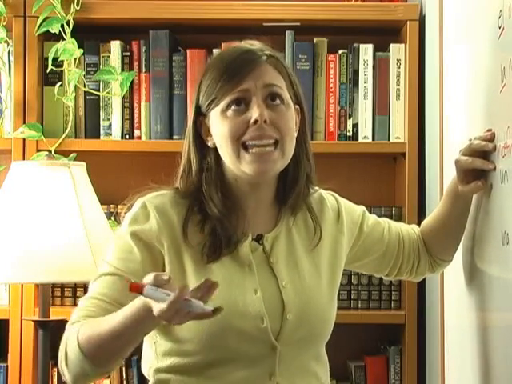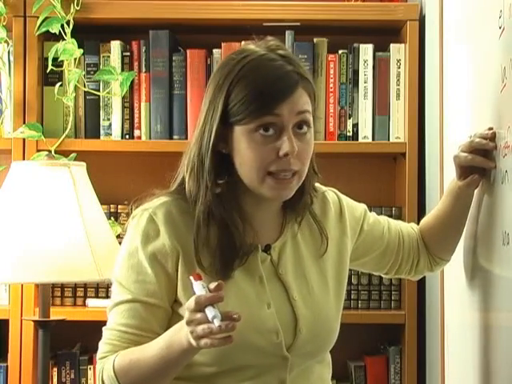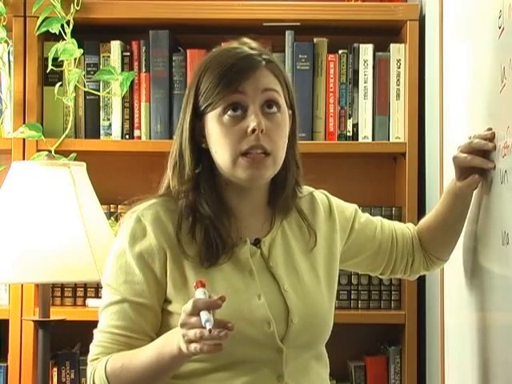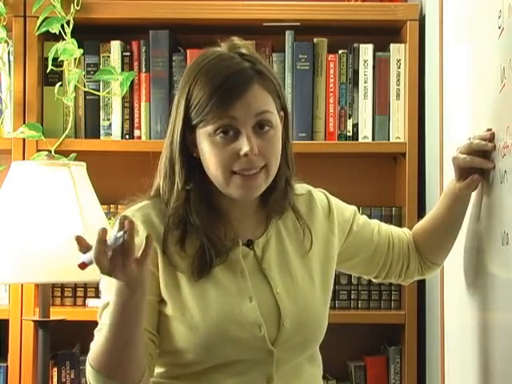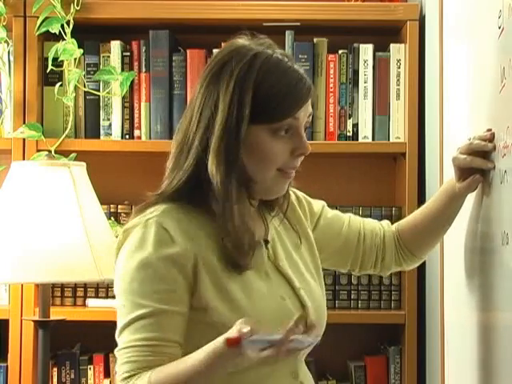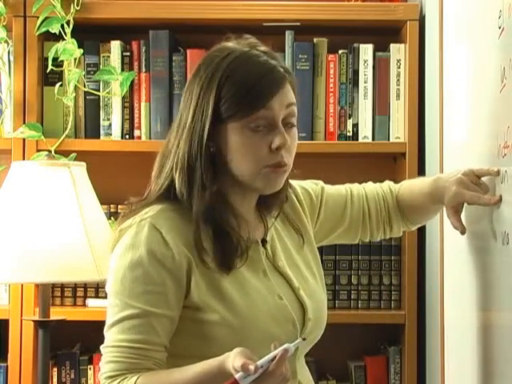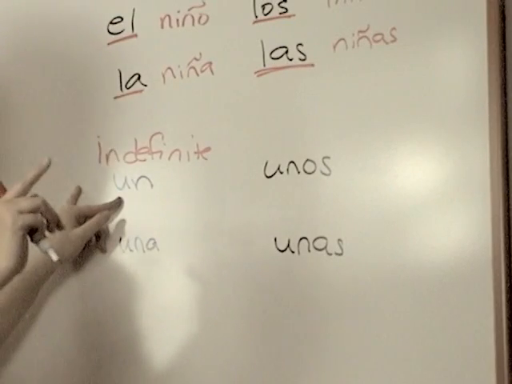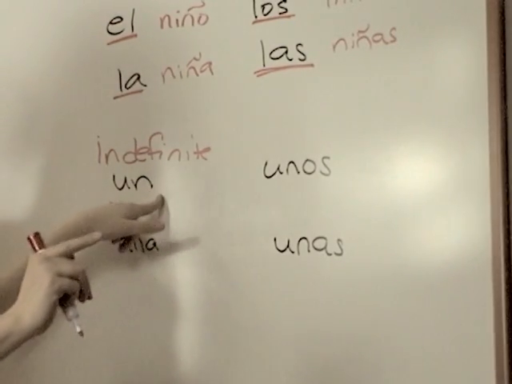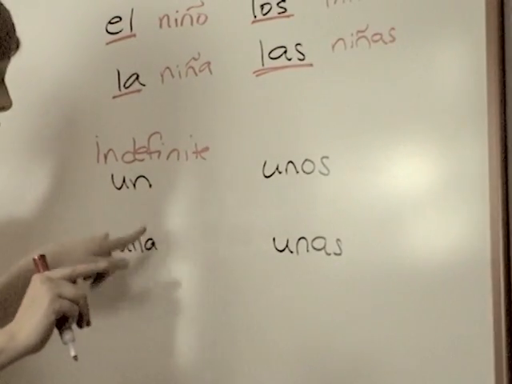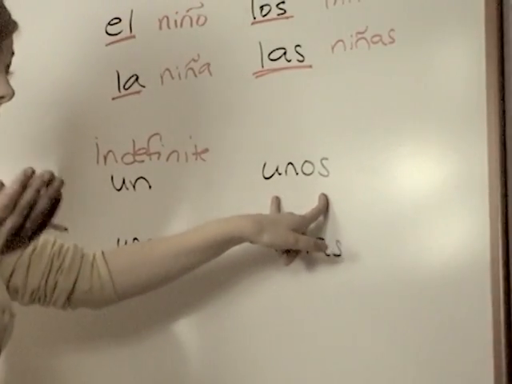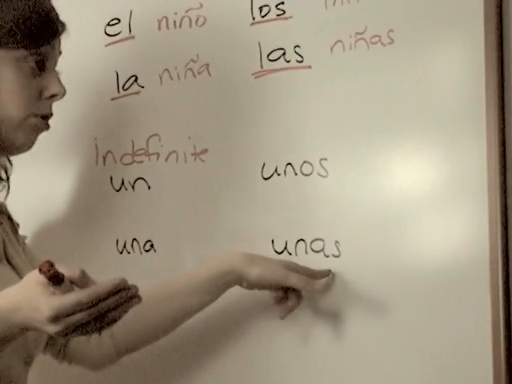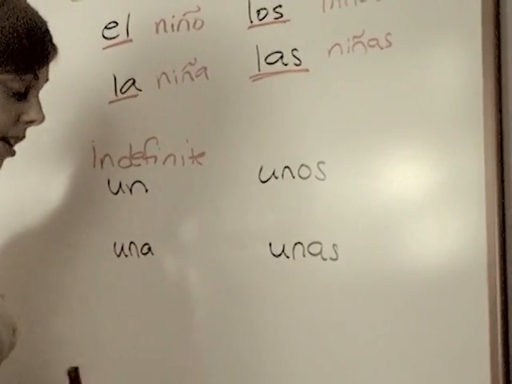So, if you've got your indefinite articles, that's when it doesn't matter which one. I just want an apple. It doesn't have to be one that comes from the golden apple tree in Kalamazoo. I just need an apple. So, un is when it's one thing, masculine. Una is when it's one thing and it's feminine. Unos, more than one thing, masculine. And unas, more than one thing, feminine.